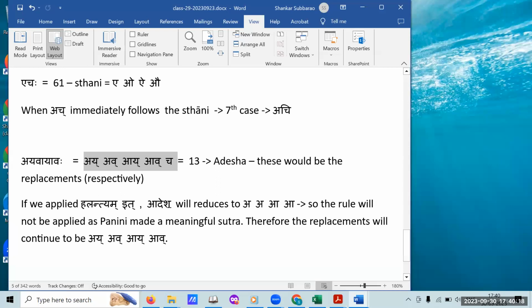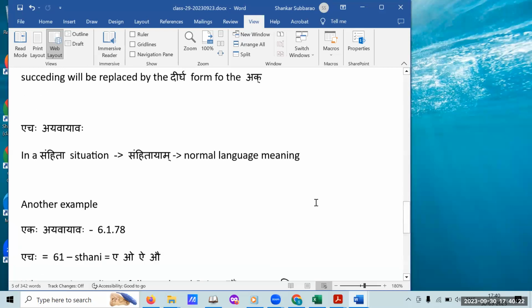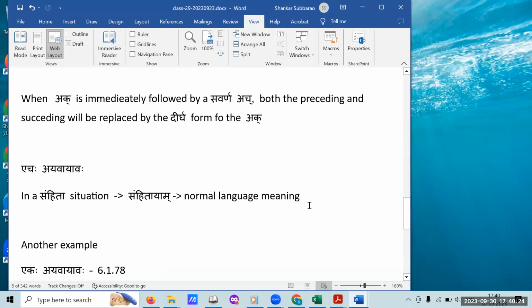So every sutra is like this, which means we have to be cautious. Sometimes it should not apply, even though it seems to be applicable. This is how Panini operates.